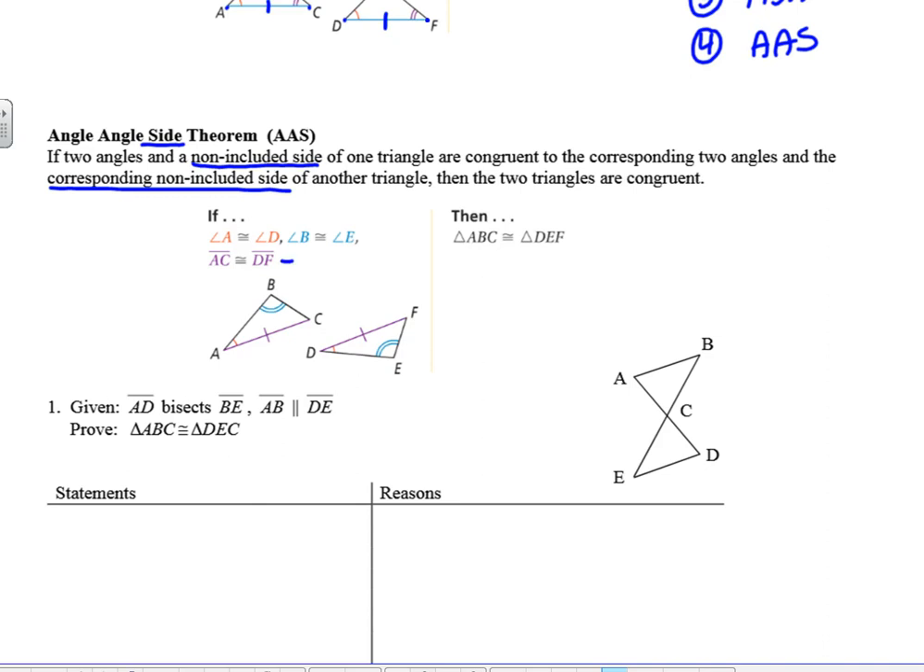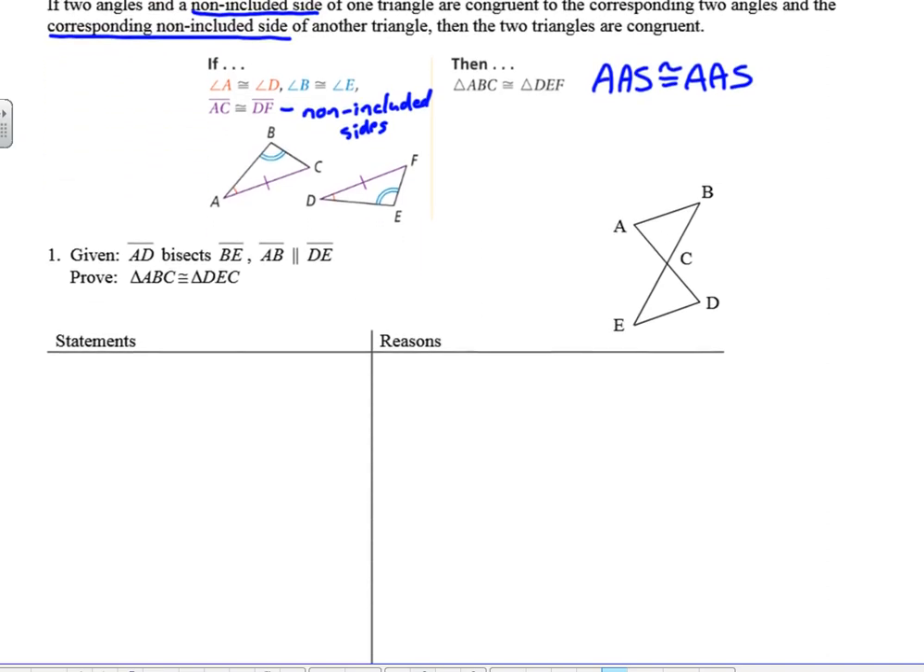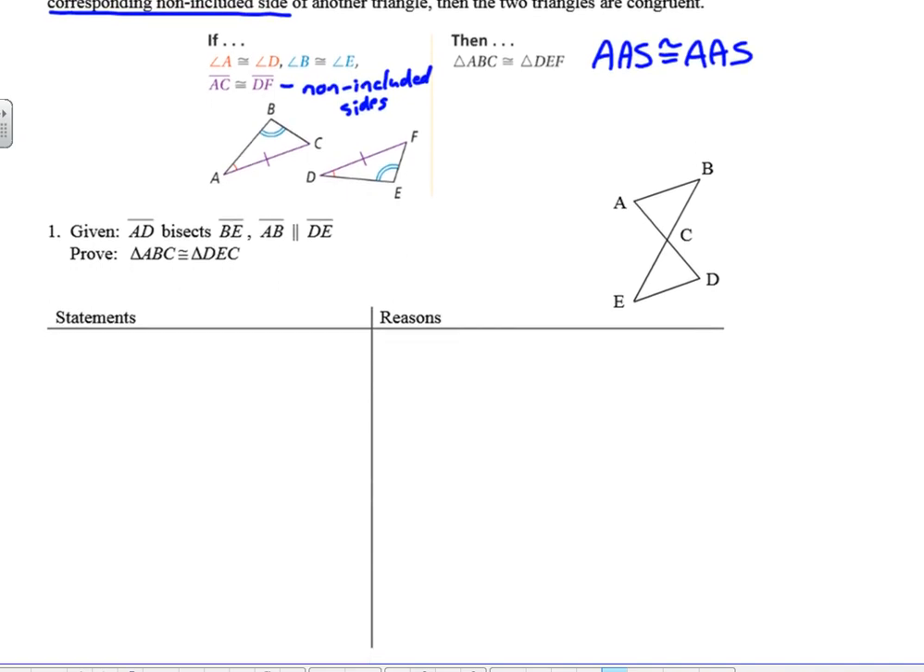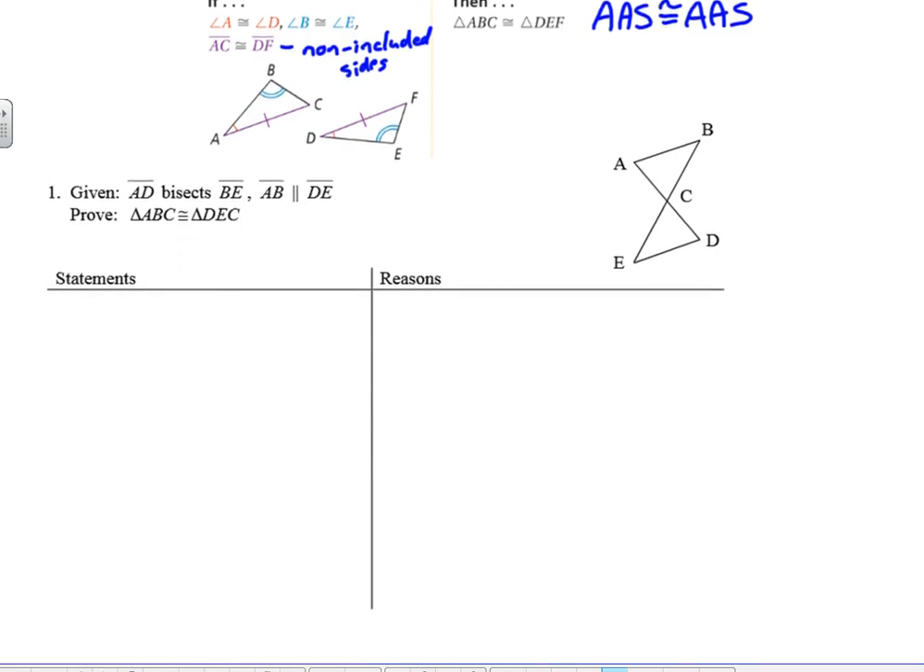So this is the non-included side, or sides, meaning they're not between the two angles, and they have to correspond with each other. When that happens, we can use that as a reason. So we've got 4 reasons now that we can utilize for proving triangles congruent. In the examples we're going to do today, we're going to focus on angle, side, angle, and angle, angle, side, and how to recognize the difference.